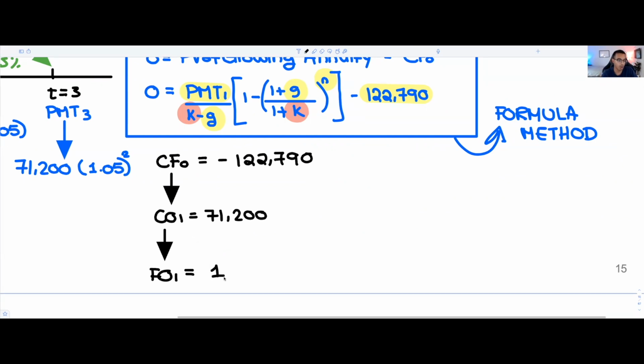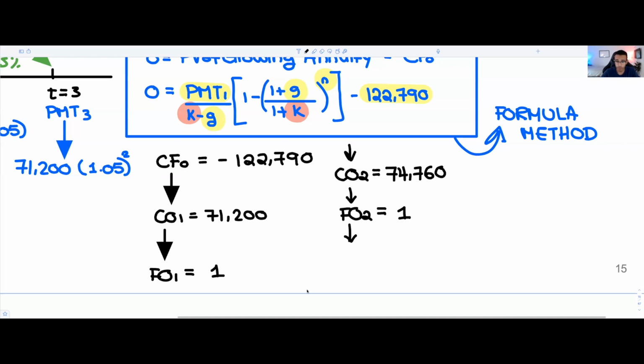So you're going to go arrow down once again, and now you're going to get CO2. CO2 will be equal to 71,200 times 1.05. That will be, if you didn't have it already, 74,760. Okay, then you're going to press enter. Please don't forget, you're going to go to FO2. Sorry about that. FO2 will be equal to 1. Okay, so you do enter. FO2 is equal to 1.